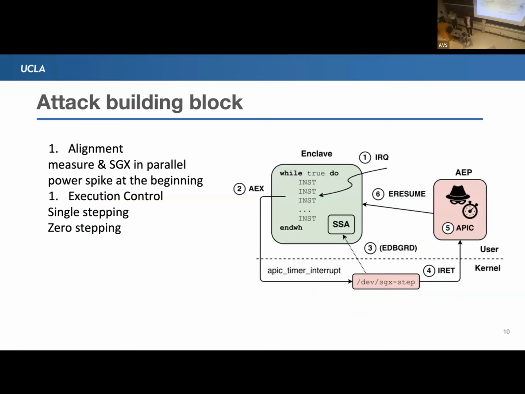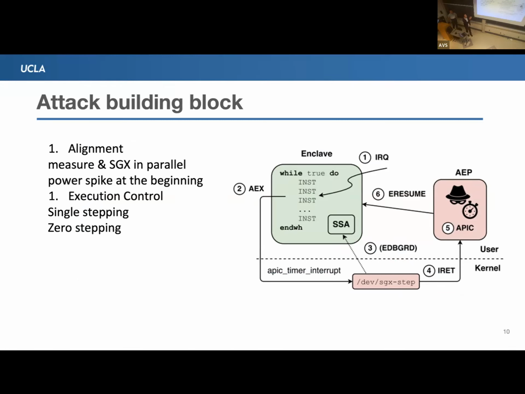In this slide, I'll talk about how to build the attack block. The first thing we need to solve is the alignment. This is because we use the measurement in parallel with the SGX execution. So we need to know which point of the measurement corresponds to the beginning of the SGX code. To do this, we need to create a power spike at the beginning of the SGX execution and use it as the anchor point of the measurement.